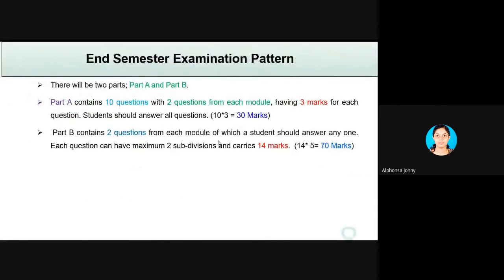Regarding end semester examination pattern, it's also divided into Part A and Part B. Part A contains 10 questions with 2 questions from each module, having 3 marks. And all the questions are compulsory. So 10 into 3, 30 marks. Part B contains 2 questions from each module, of which a student should answer any one. Each question have a maximum of 2 subdivisions and carry 14 marks. So 14 into 5, 70 marks from Part B and 30 marks from Part A.